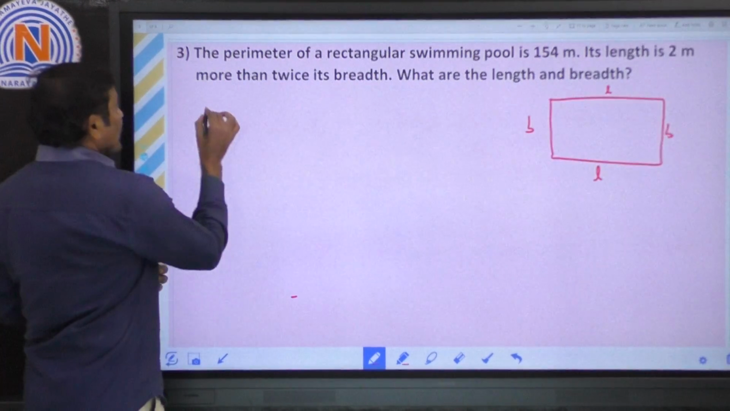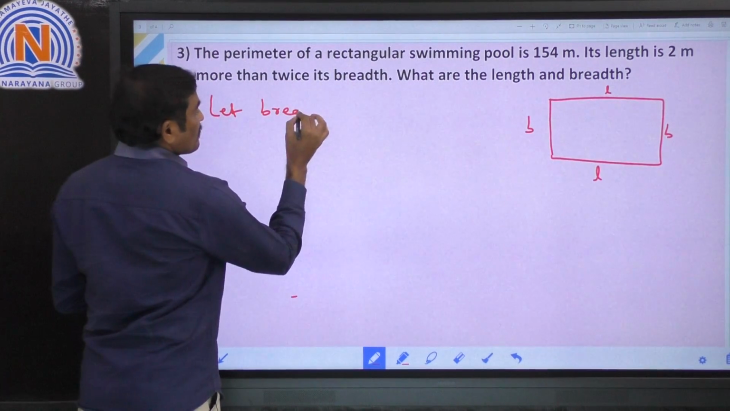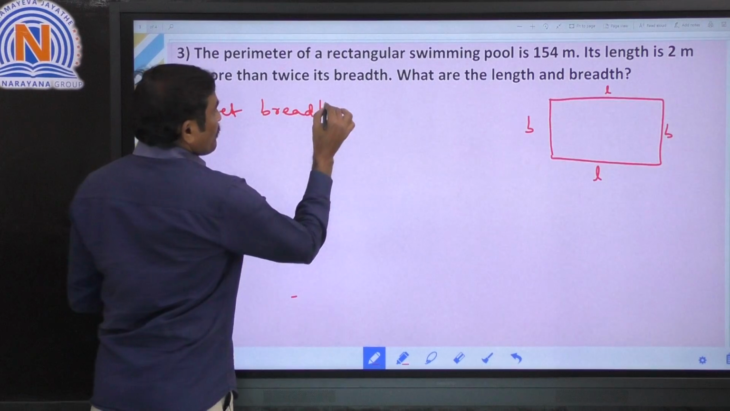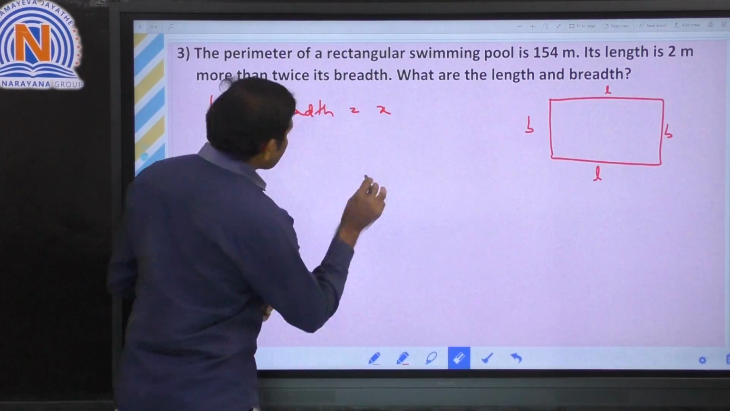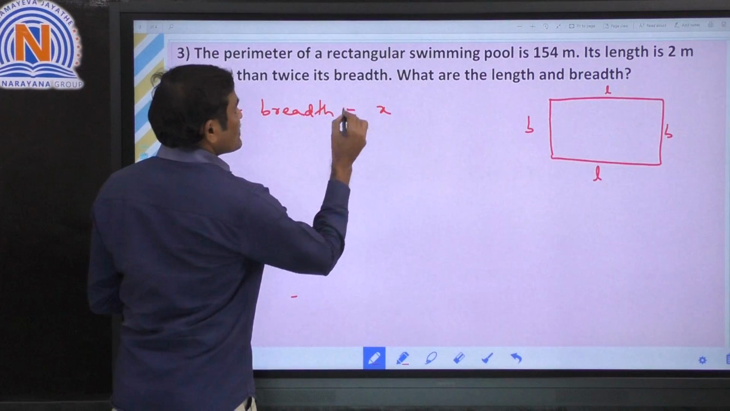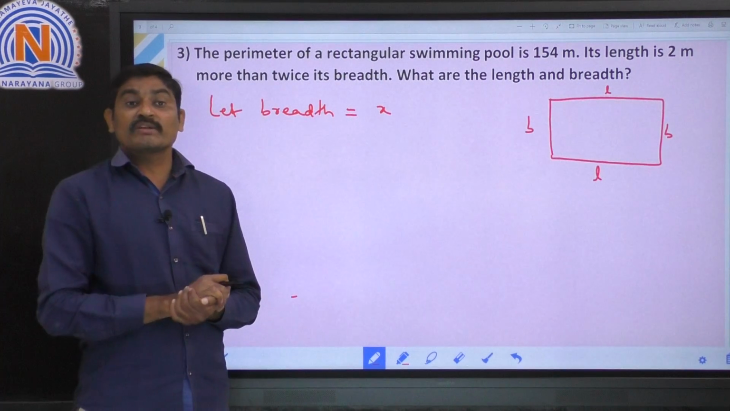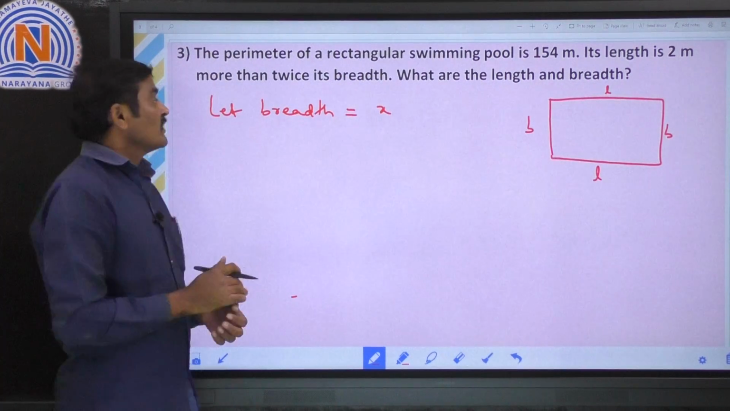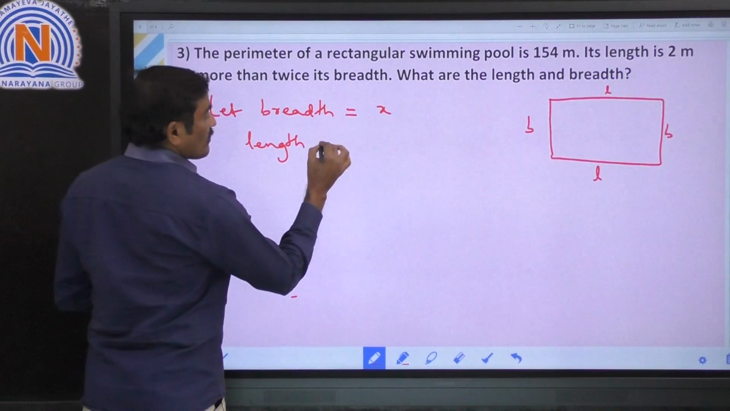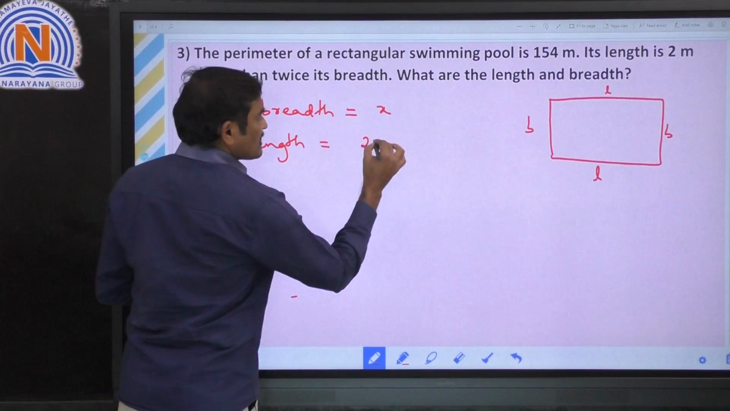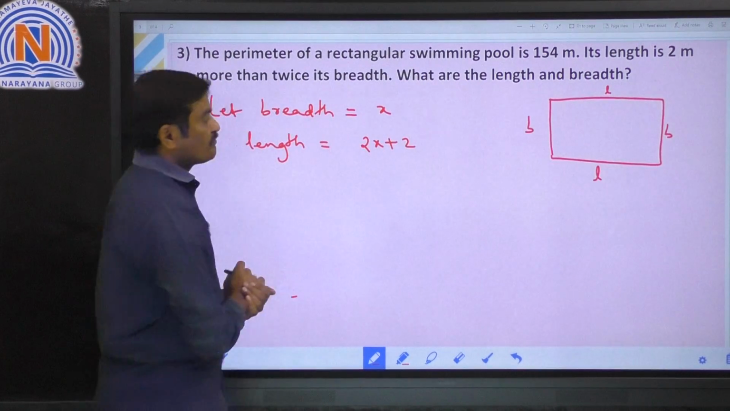So let us assume breadth is equal to x. Now length is 2 meters more than twice its breadth. So length is equal to twice the breadth is 2x, again 2 meters more, so 2x plus 2.